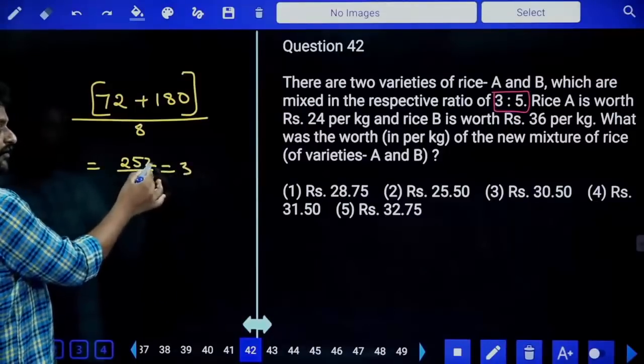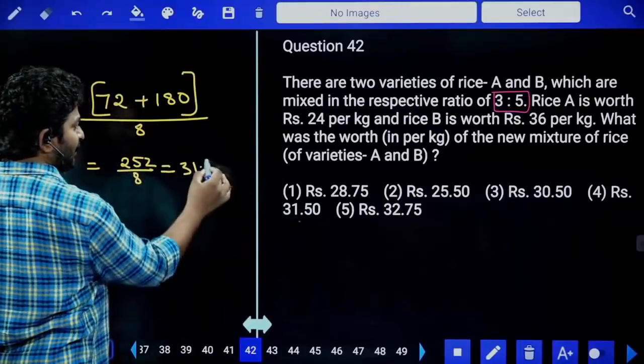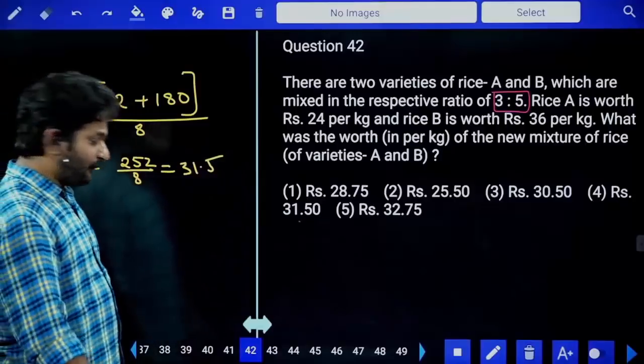8 3s are 24, then 12, we have 1 point. 31 point something must be there. There is only one option, 31.5, final answer. Fourth option.